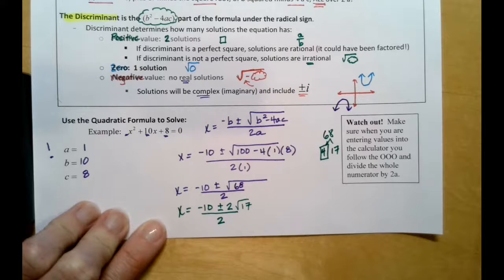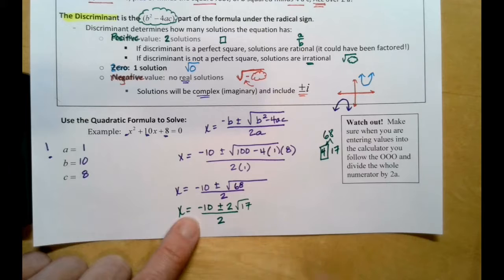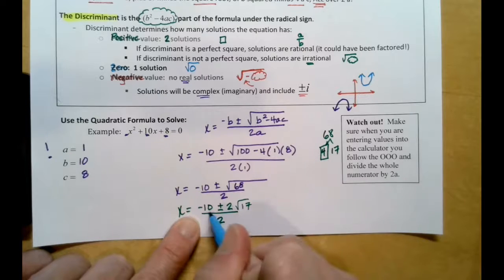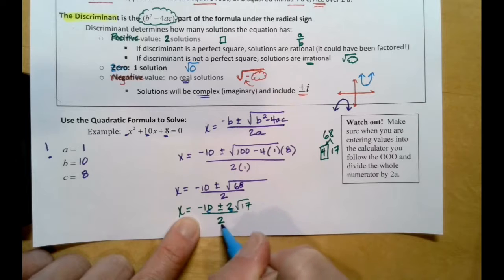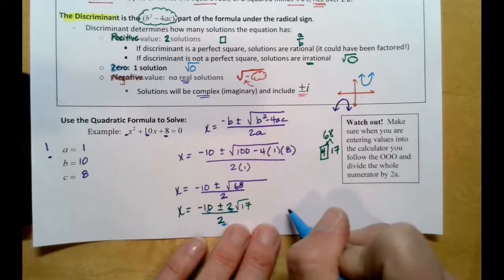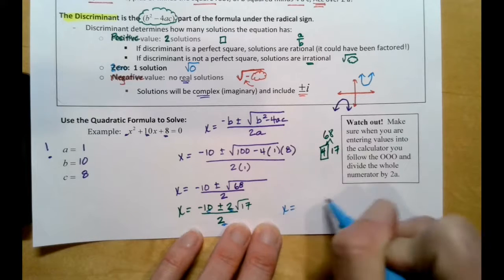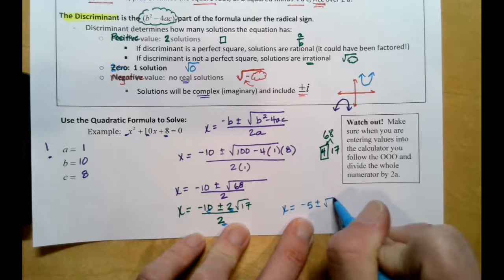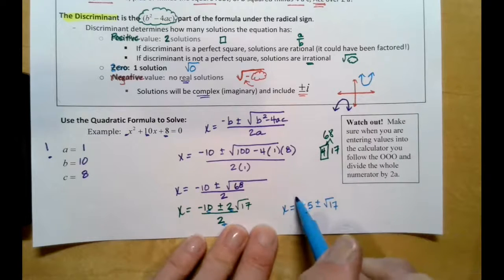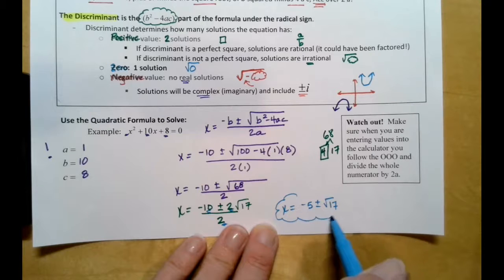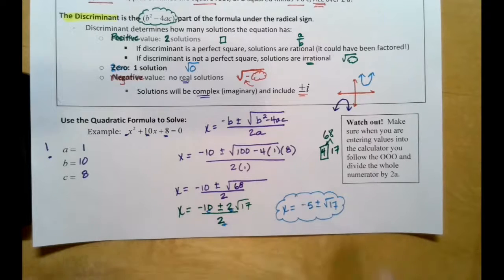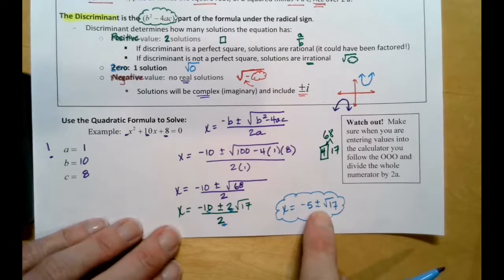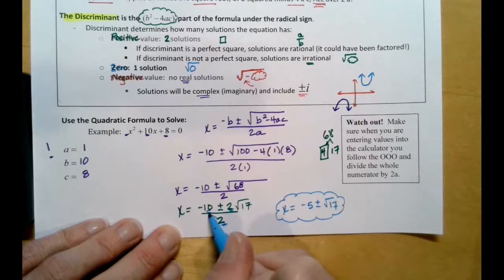So when I'm solving this, I need to recognize, oh, wait a minute, I have a common factor that can be divided out. So I'm going to divide a 2 out of everything: negative 5, plus or minus the square root of 17. This is my final answer. This is the exact answer. Remember, this 2 divides, it has to be distributed to both.